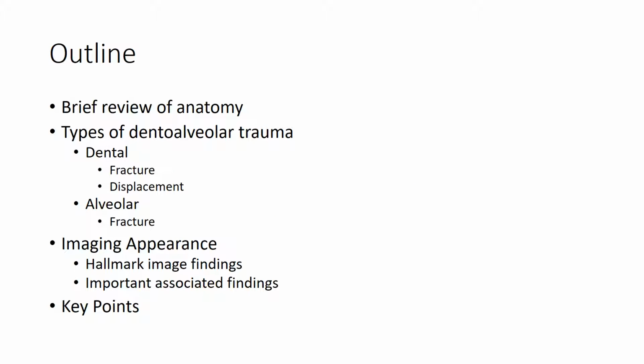So first, I will discuss the types of dentoalveolar trauma, which intuitively includes dental trauma and alveolar trauma. Dental trauma comes in two forms, fractures and displacements, whereas alveolar trauma typically results in fracture. For each type of trauma, I will review the hallmark image findings and important associated findings. And finally, I will review the key points of the lecture.